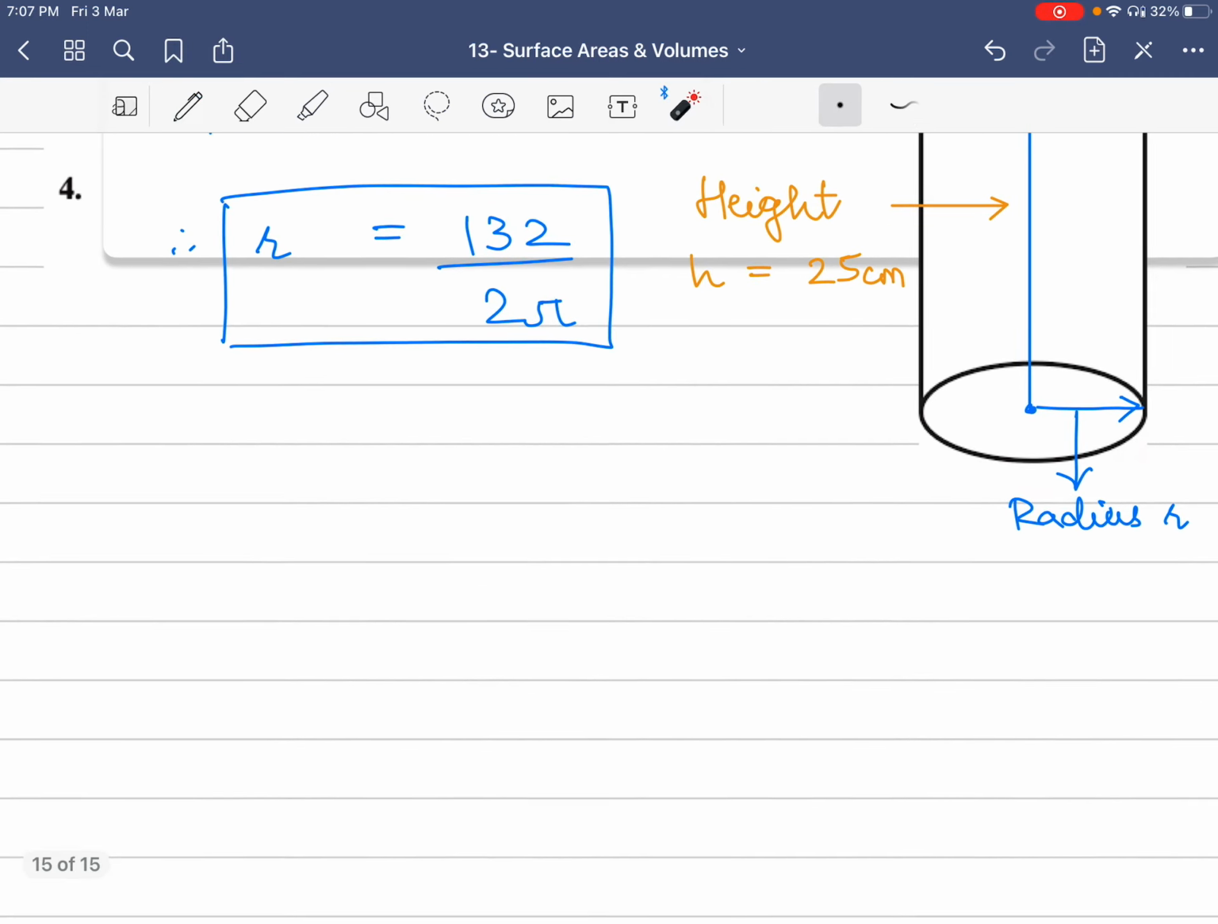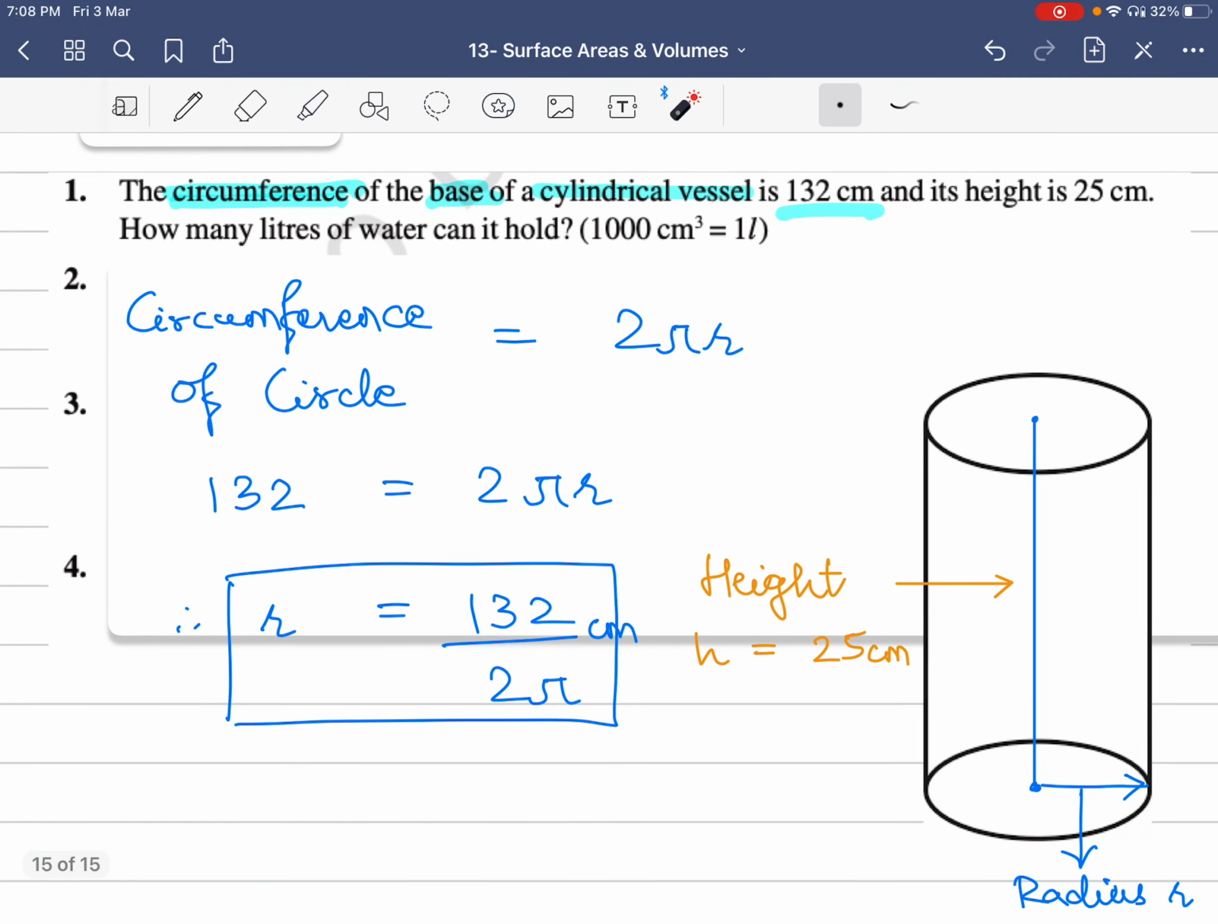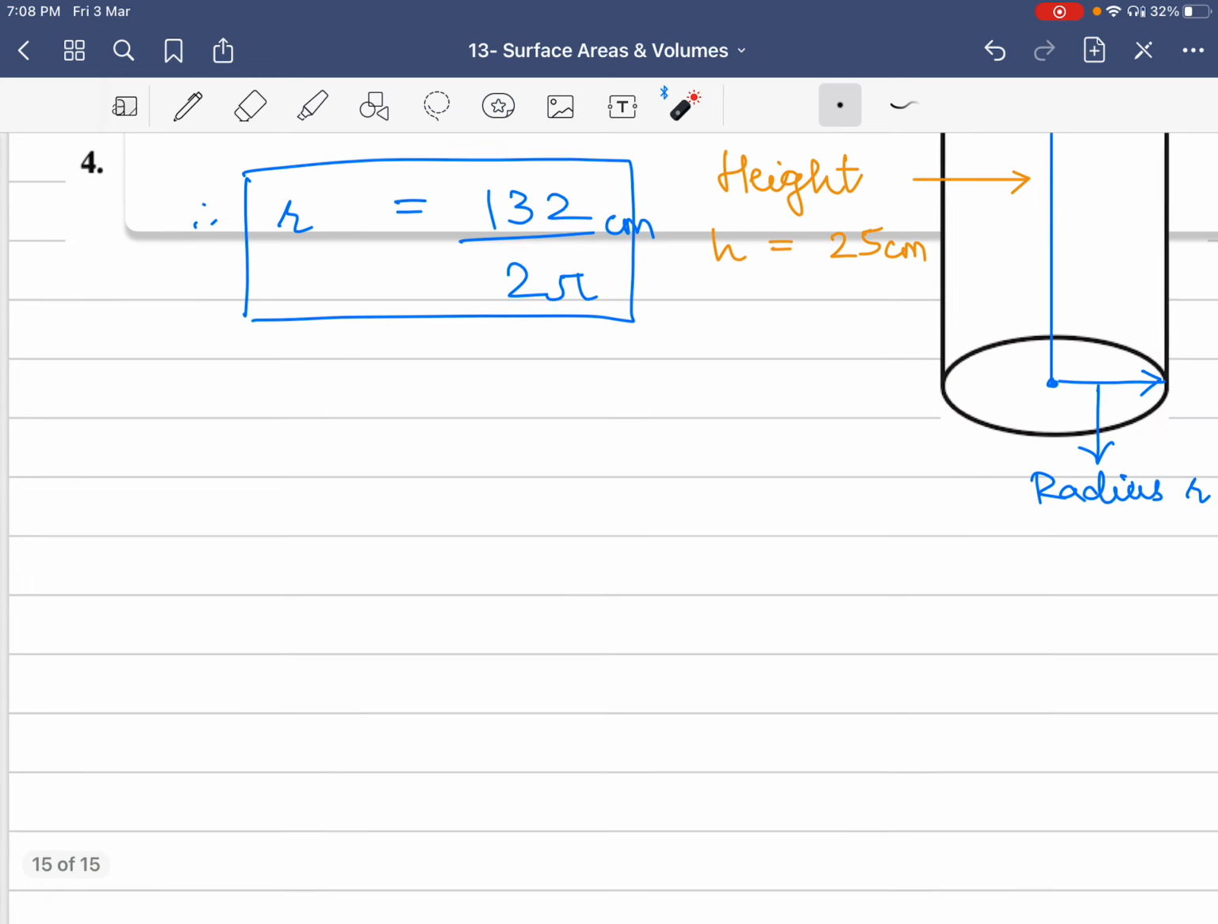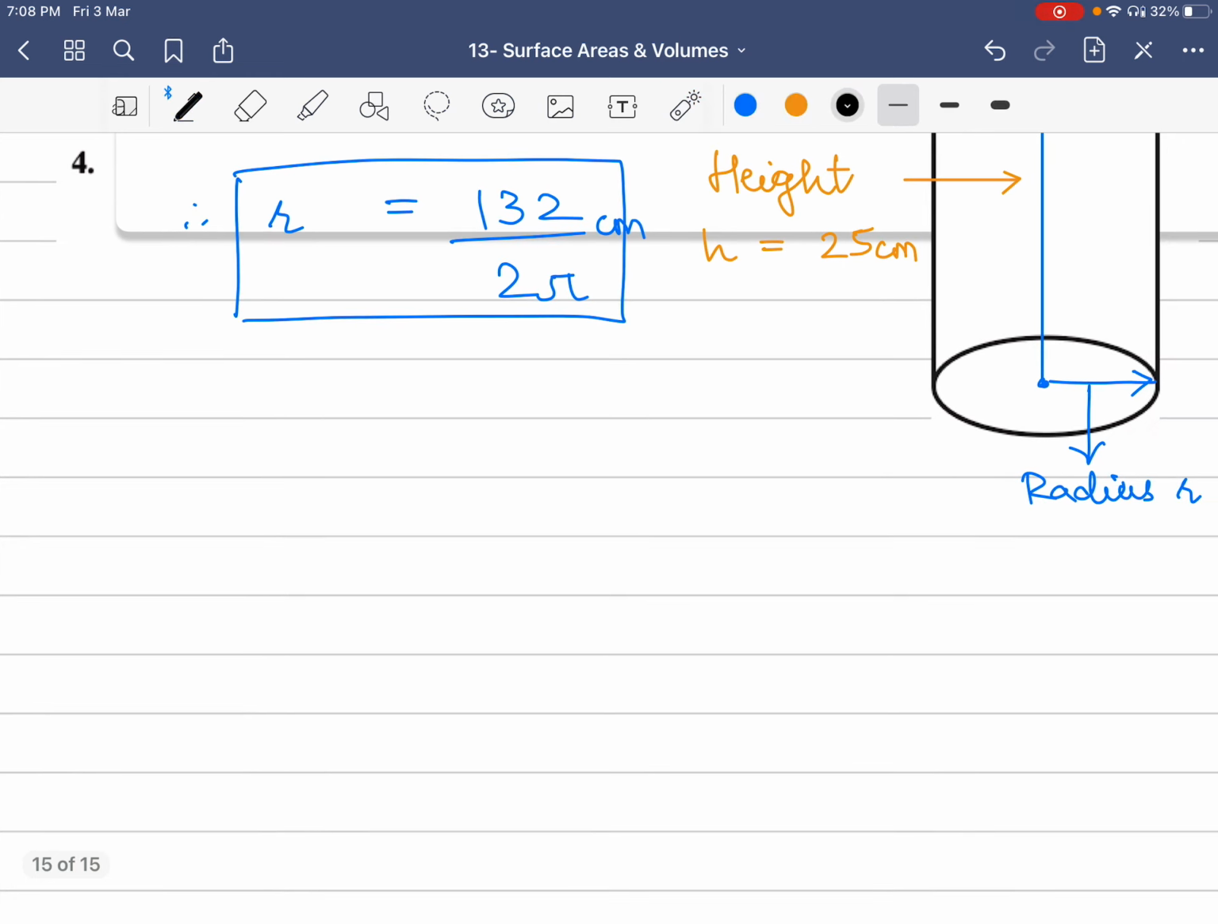Now let's come down. So we have this value of r, in centimeter. I have purposefully not solved the value of r. We'll solve it at the last step. First, we'll do the substitutions. Unit is very important, so I'm going to write here centimeter. This is r in centimeter, and we have height h is equal to 25 centimeter. Eventually we have to calculate the volume. How many liters of water can it hold? So let's write here volume.